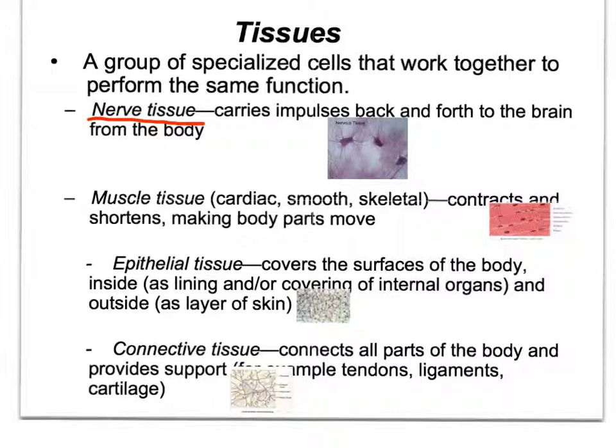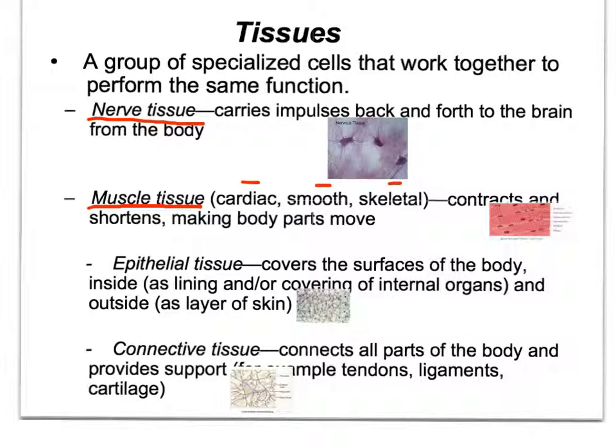Muscle tissue is another type of tissue that you need to know. And there are three types of muscle tissue. There's cardiac muscle tissue, there's smooth muscle tissue, and there's skeletal muscle tissue. Later on, you'll learn that cardiac is found in the heart, smooth muscle is found in your digestive system, and skeletal muscle is attached to your skeletal bones. What muscle tissue does is it contracts and it shortens, helping your body parts to move.